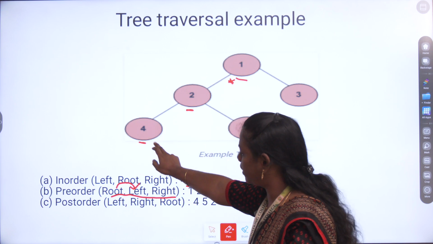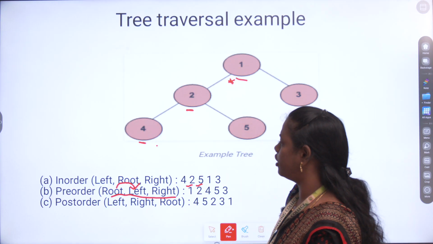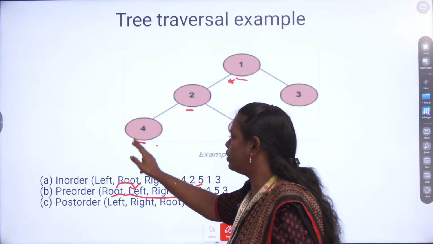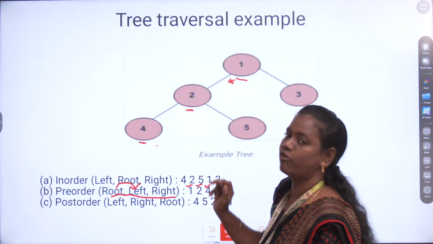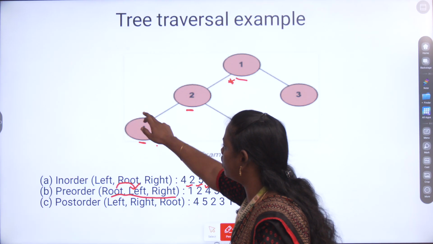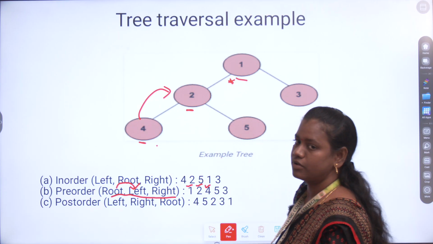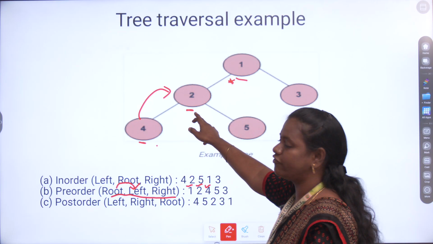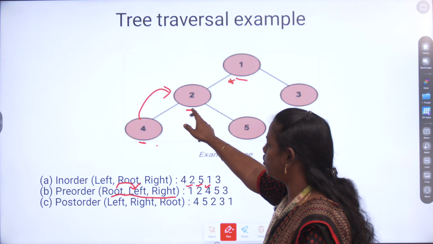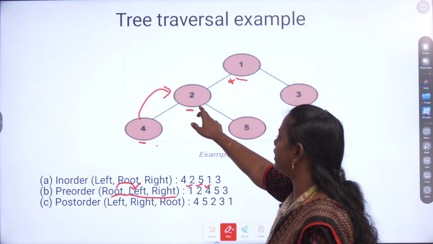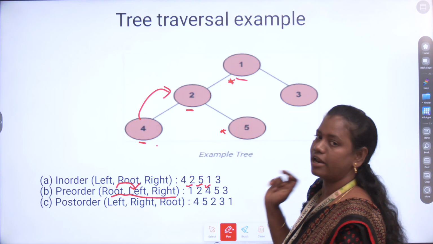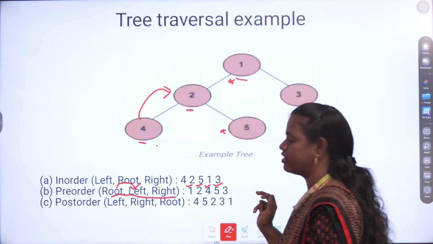Now again I am going to apply pre-order. So if you apply pre-order, you need to visit root, left, right. Root is 4. There is no left and no right for 4. So after visiting this node, I need to move backward. Now I am going to again check for 2. So for 2, root, left, right. Root is visited, left is also visited. Next I need to visit my right side. Right is 5. Likewise I need to visit.